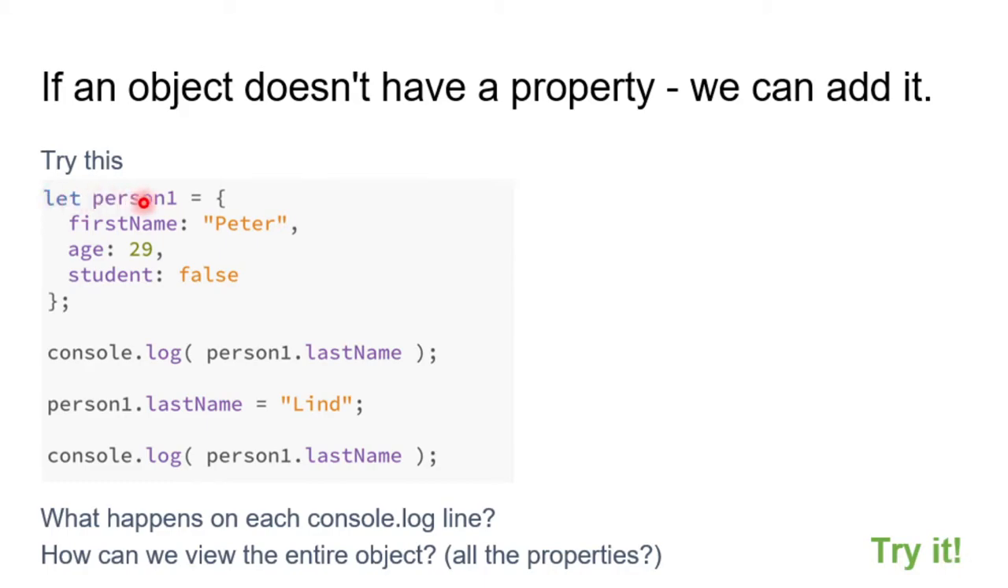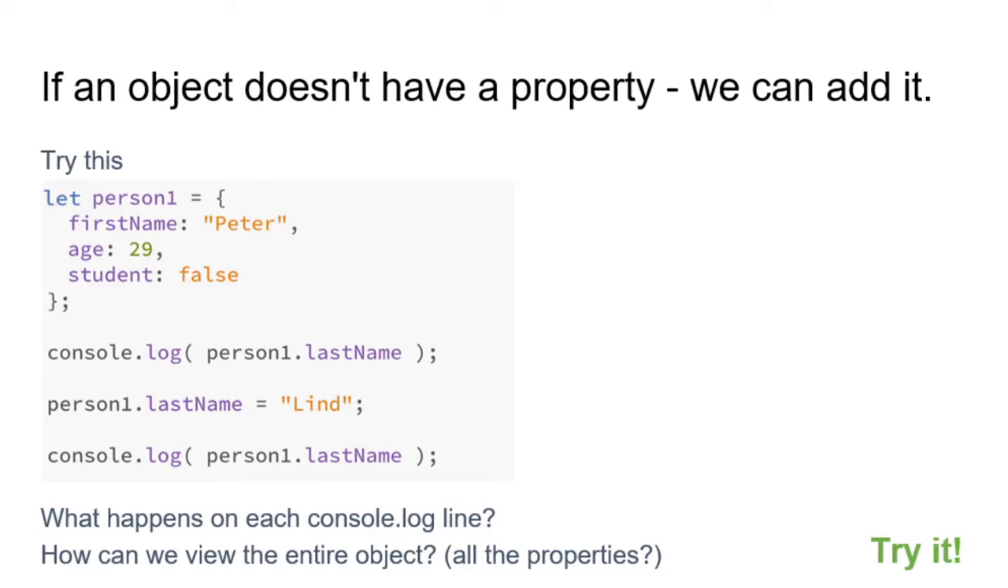So create an object, person1, that has first name, age, and student properties. Console log that person's last name here, but it doesn't have a last name. Then set the last name to Lynn, and then console log it again. I want you to see what happens on each of these console log lines. Will they console log the same, or will they console log different?